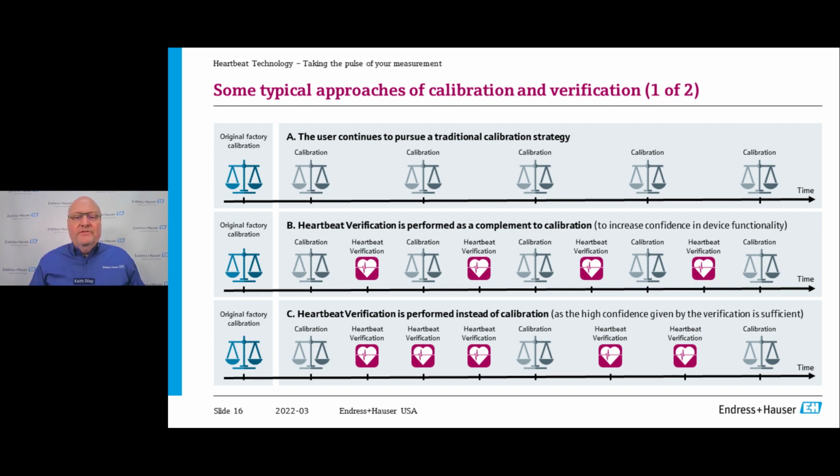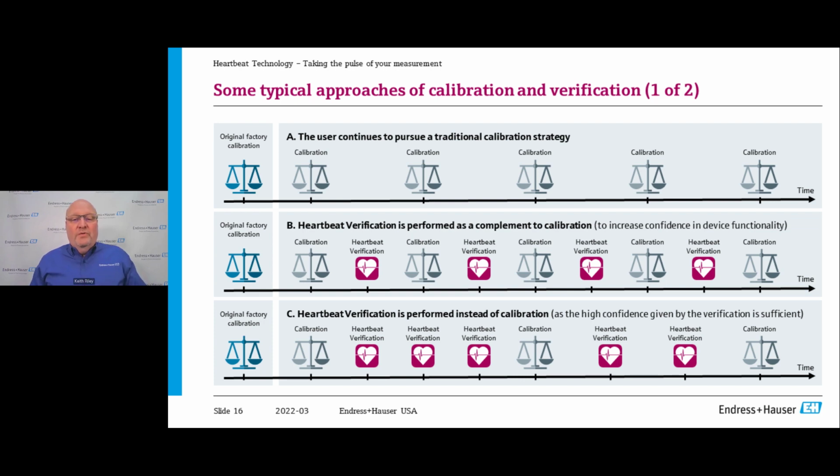Right? So this is what you're doing today. Now let's look at how heartbeat verification can step in and enhance this. What you're seeing right here is you're running verifications in between your normally scheduled calibrations. Remember, it's in situ, and it is not interrupting your signal, so you can do this without any process interruption, and what it's generating is risk mitigation at that particular point.